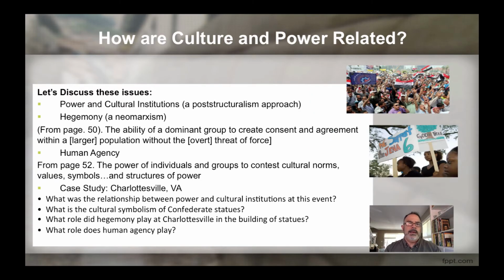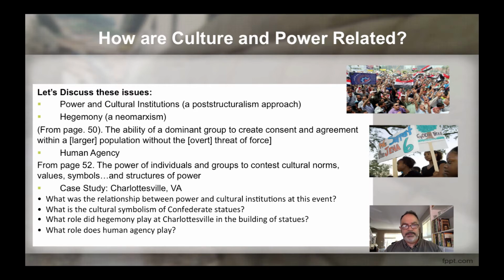Let's discuss how culture and power are related, which is much more important than it used to be for anthropologists. So, power and cultural institutions are framed by a post-structuralist approach, and we'll talk about that a little bit more. Another key concept mentioned in our book this week is hegemony, which is a neo-Marxist or new Marxist term. And the definition of hegemony is the ability of a dominant group to create consent and agreement within a larger population without the overt threat of force.